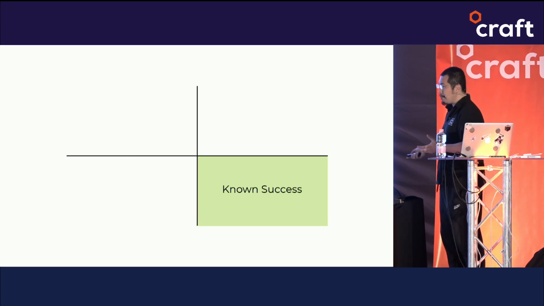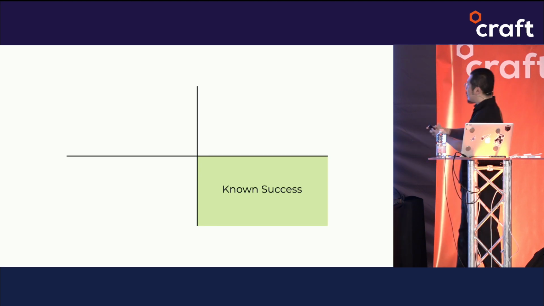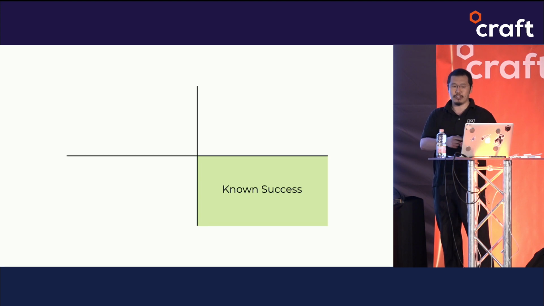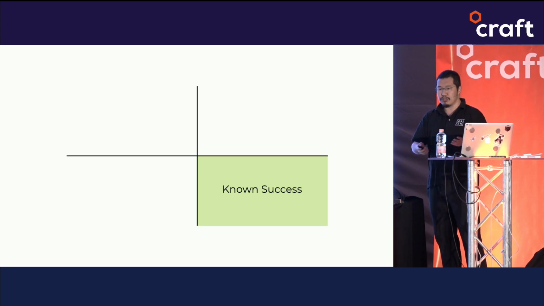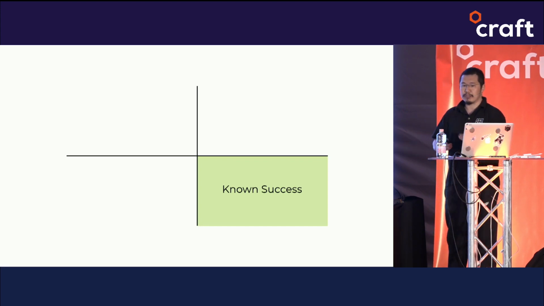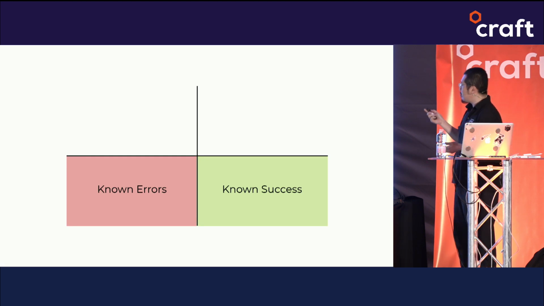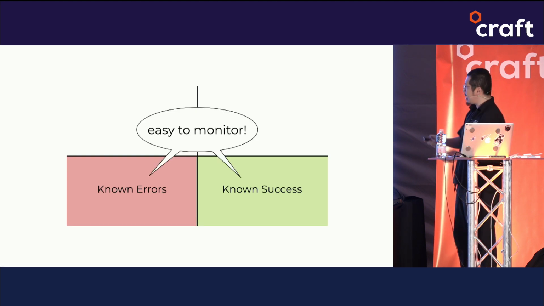So in any given system, we have a bunch of known successes, whereby if we're building an API, that means our API returns a 200 response. If we're talking about some application that writes data to a database, the success outcome would be some row gets written to the database. And then there are also the known errors, like our API returning a 500 error where we don't expect it to. So those are the known errors and known success cases, and they're easy to monitor.